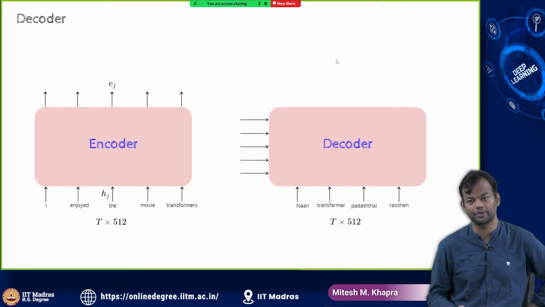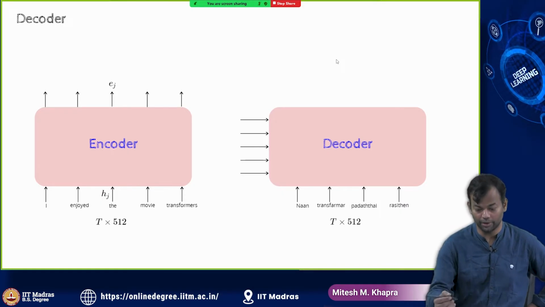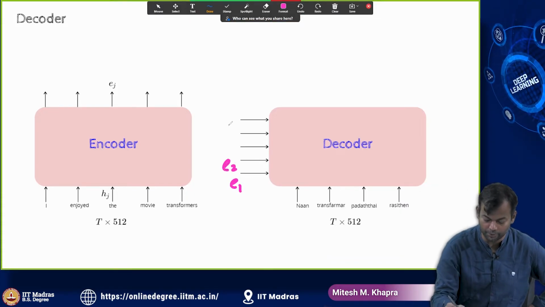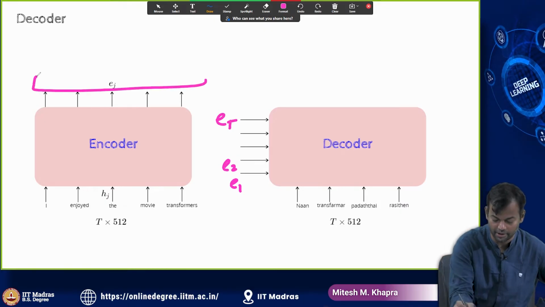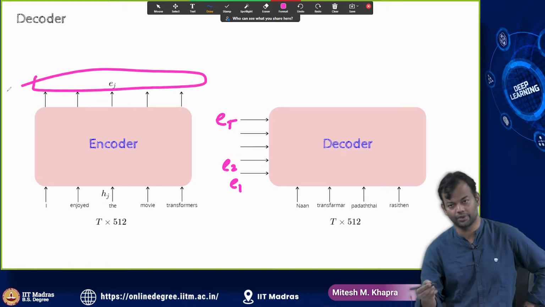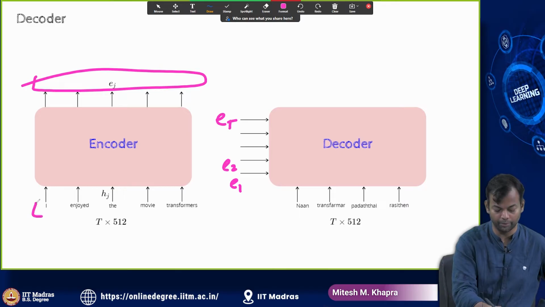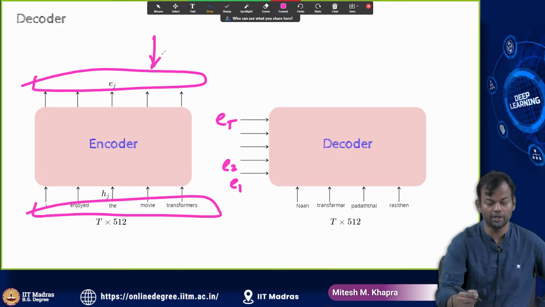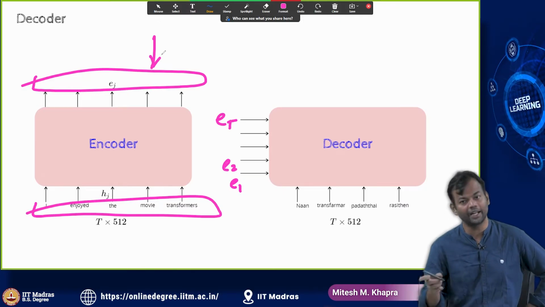So what does the decoder look like? The decoder, of course, takes input from the encoder also. As I said, the output of the encoder is E1 up to ET, right? This layer is, of course, fed to the decoder, because the decoder needs the context of what the input was. What is it translating? So that contextual representation you have captured at the last layer, you feed to the decoder.